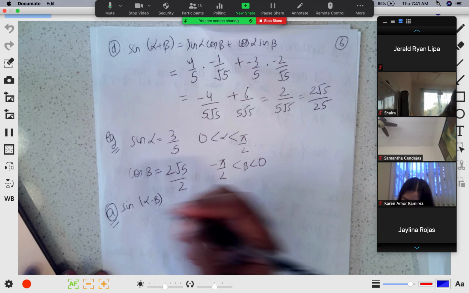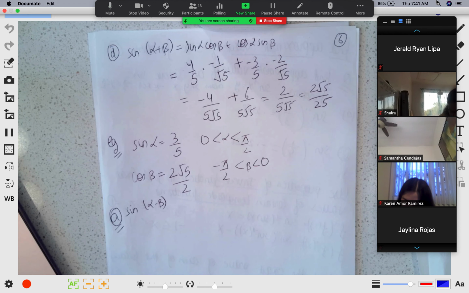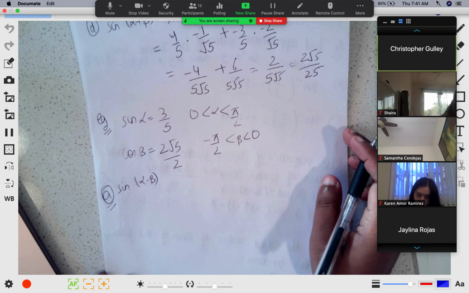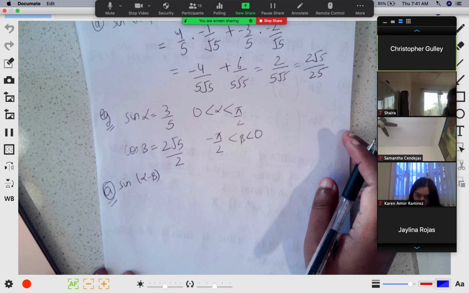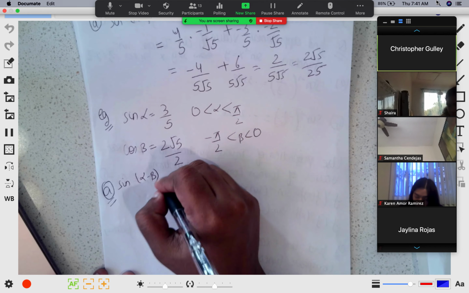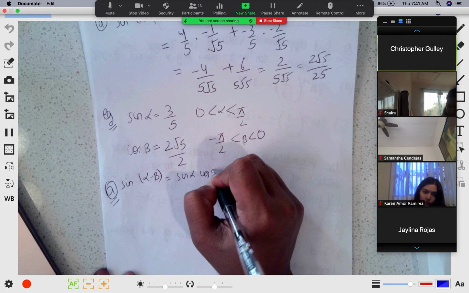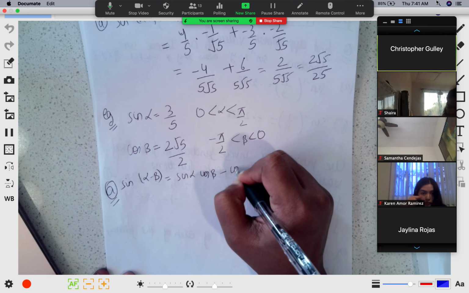Sine alpha minus beta. Christopher? Yes. Okay, let's see how you're gonna start this problem. Okay, so since we know what sine alpha is, the formula is going to be sine alpha cosine beta minus cosine alpha sine beta. Exactly. Yes.